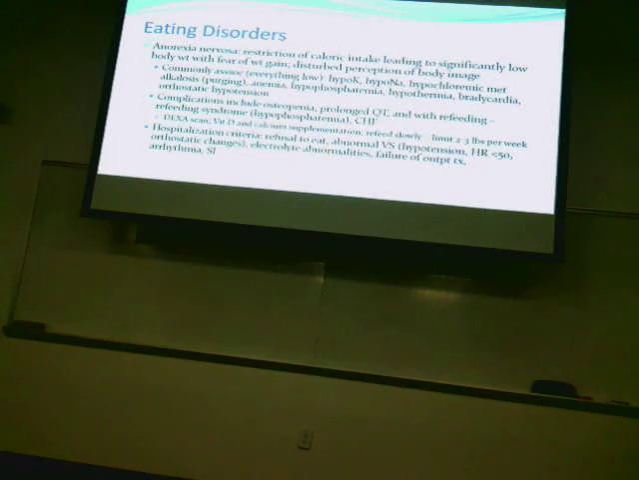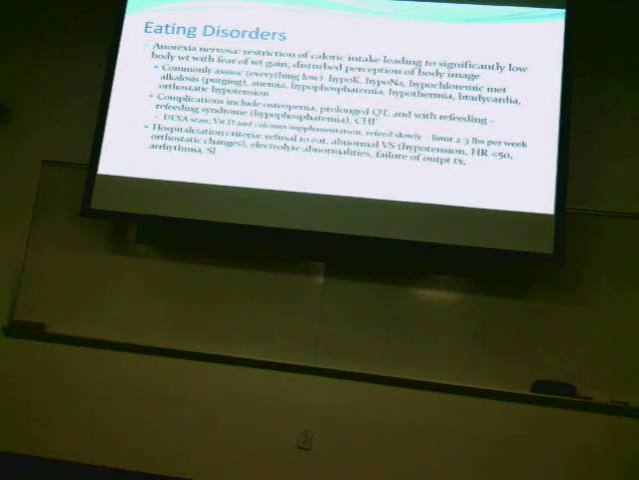So eating disorders. The first one we're going to talk about is anorexia nervosa. This is going to be a restriction of caloric intake, leading to significantly low body weight with fear of weight gain and disturbed perception of body image. There are a lot of complications with these, a lot of them being metabolic and with electrolyte abnormalities. The electrolyte abnormalities we think about are going to be everything that's low: low potassium, low sodium, low chloride, with alkalosis because of the purging.